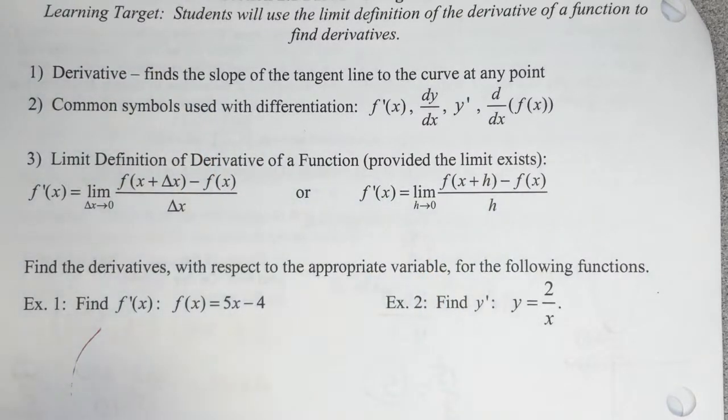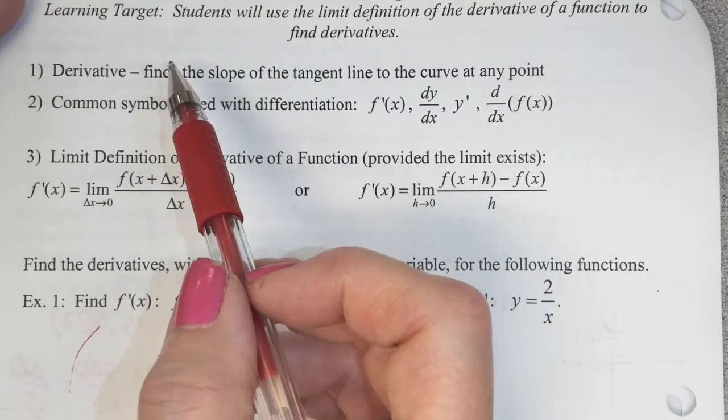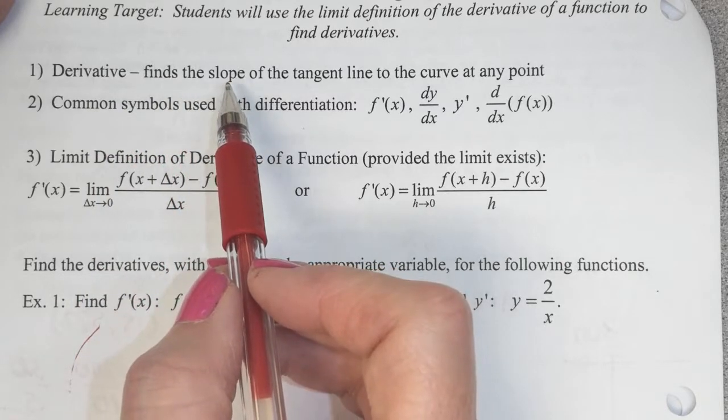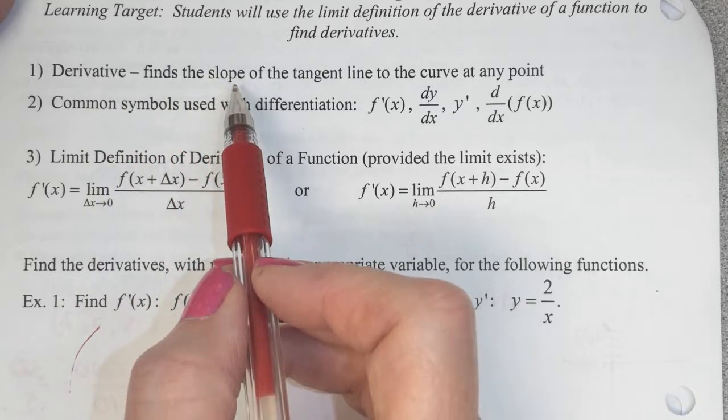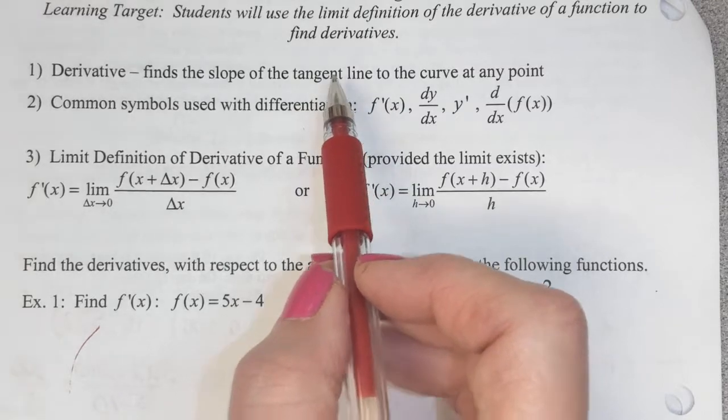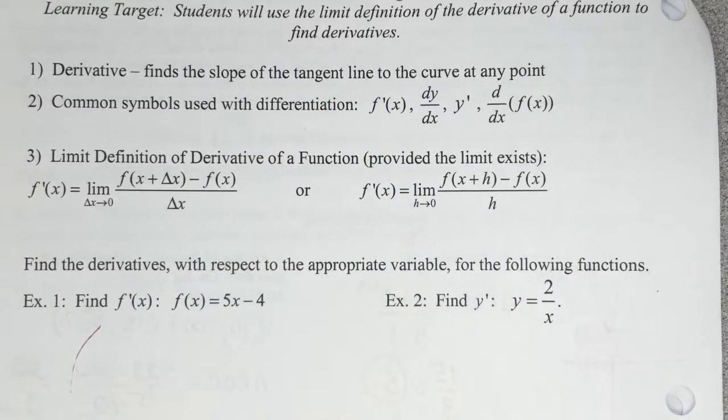Last night's homework was all about finding the average rate of change. The derivative finds the instantaneous rate of change. It tells us the slope. That's the rate of change. Slope is rate of change at one point. See, a tangent line just means that it is at one specific point.